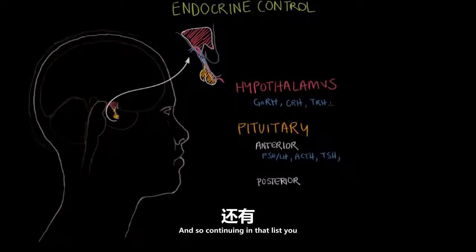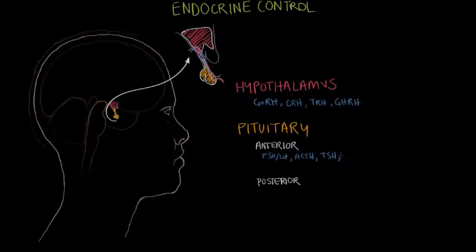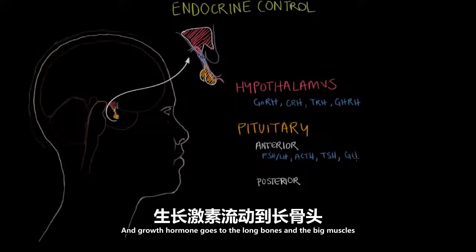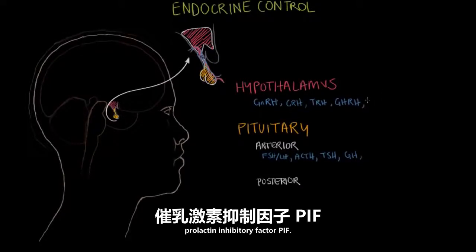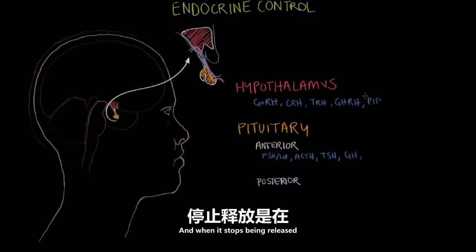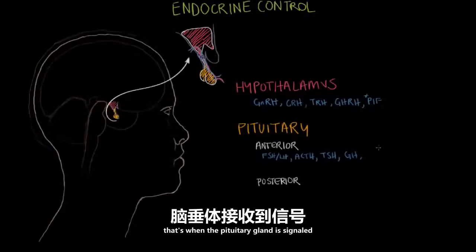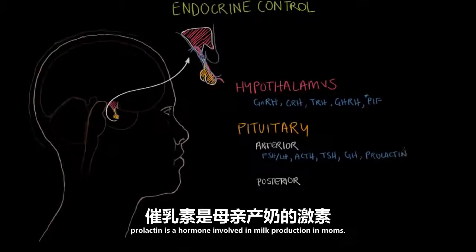Continuing in that list, you have growth hormone-releasing hormone. Growth hormone-releasing hormone is the hypothalamus' signal to the pituitary gland to release its hormone, growth hormone. And growth hormone goes to the long bones and the big muscles in our body, and it stimulates growth. And then last but not least, we have prolactin inhibitory factor, PIF. Prolactin inhibitory factor is a little bit different because it's constantly being released, and when it stops being released, that's when the pituitary gland is signaled to release prolactin. And prolactin is a hormone involved in milk production in moms.